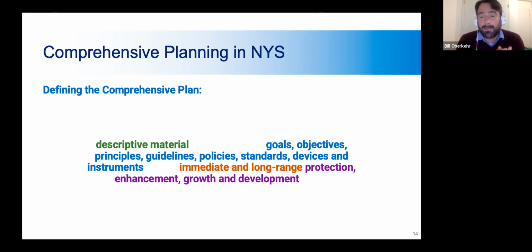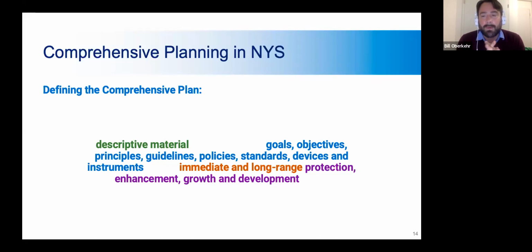And then immediate and long range, we don't want to just have a plan for 20 years down the road. We need to be thinking about how we're getting there. So immediate, long range, and everything in between. And finally, for the protection, enhancement, growth, and development. And I like this piece of it because it really synthesizes the whole thing.